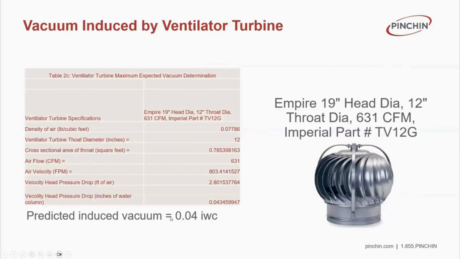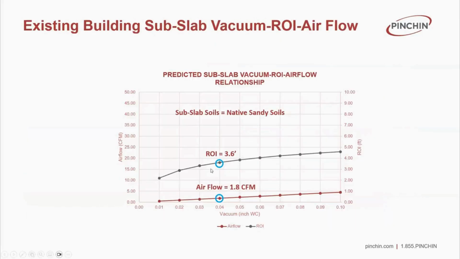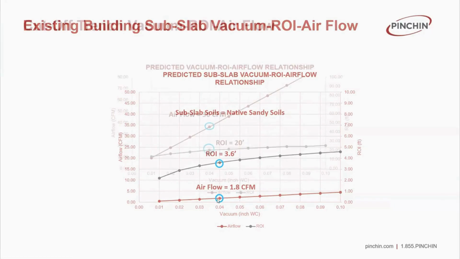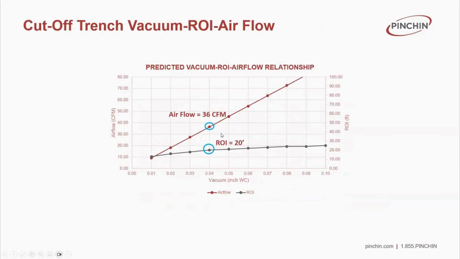Using that simple equation, we came up with a predicted vacuum induced by the ventilator turbine of 0.04 inches of water column. Then you can come up with system curves using the Dagan solution. For 0.04 inches of vacuum, we selected an ROI of 3.6 feet for the existing slab and an airflow rate of 1.8 CFM. For the new construction, the cutoff trench, the model predicted an ROI of 20 feet and an airflow rate of 36 CFM.